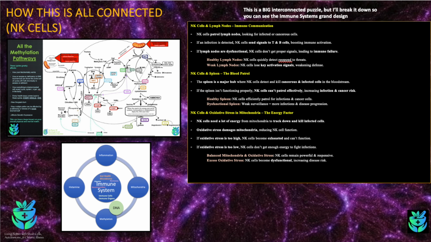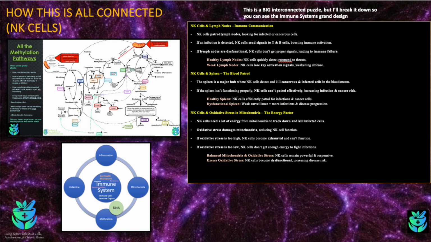Natural killer cells and oxidative stress in mitochondria. This is the energy factory. Natural killer cells need a lot of energy from mitochondria to track down and kill infected cells. Oxidative stress from damaged mitochondria reduces natural killer cell function.